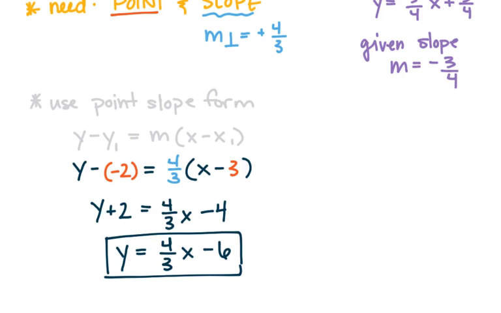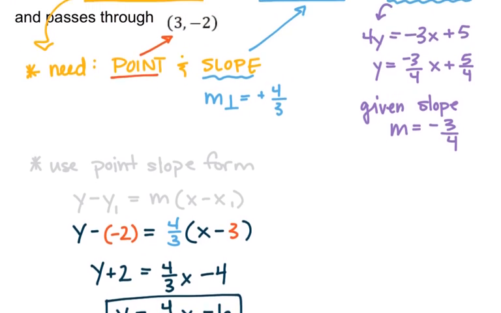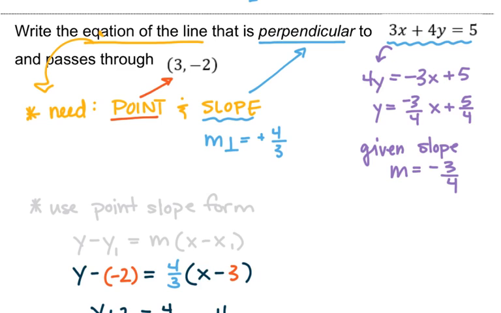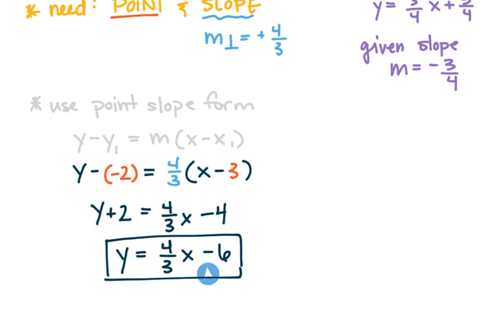This is the equation of the line which is perpendicular to this given line, y equals -3/4 x plus 5/4, and this line passes through the point (3, -2). (3, -2) is not on the given line. (3, -2) is a point on this line that we just found.